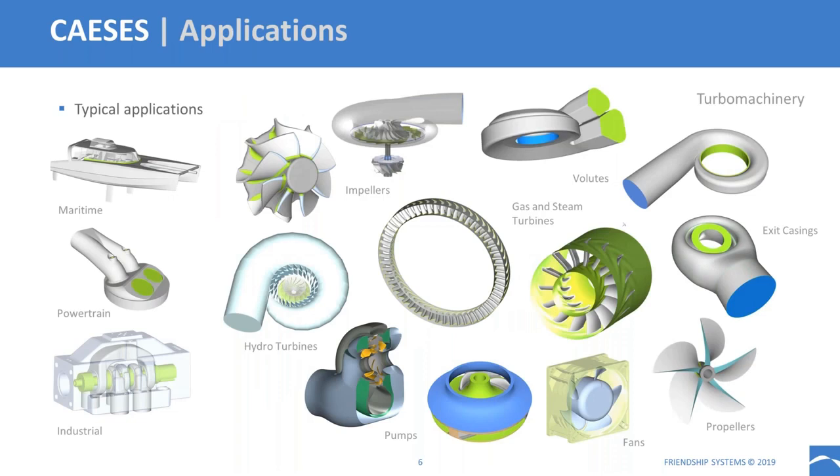Typical applications of CAESES are in the maritime field, as you can see on the left, maritime powertrain applications, industrial machinery. And since today we're talking about volutes in the field of turbo machinery, there are also a lot of different applications for CAESES that go from modeling and optimization of rotating bladed parts like impellers, turbine rotors, stators, but also non-rotating parts like volutes, exit casings, and things like that. You can see some examples here in the picture.